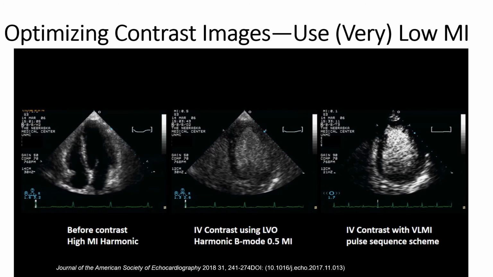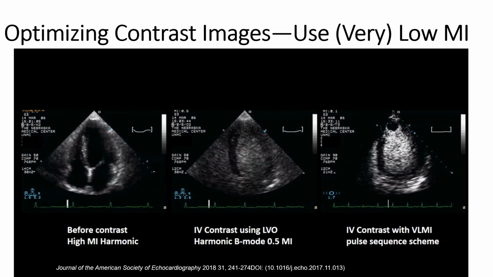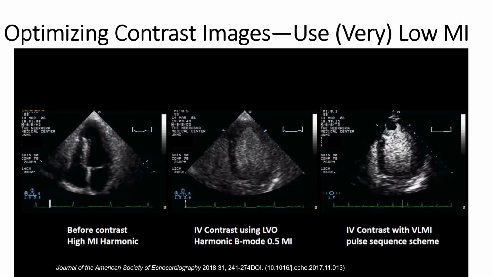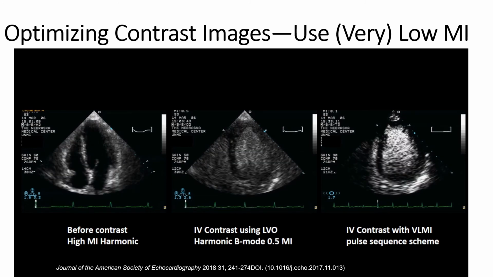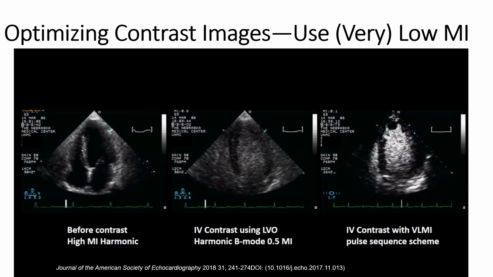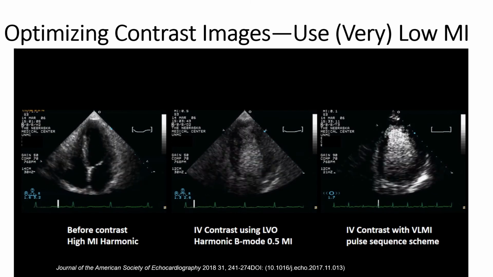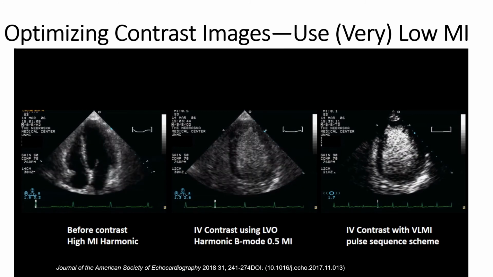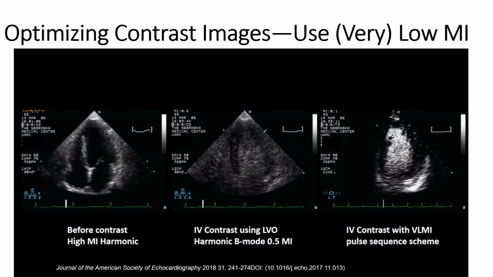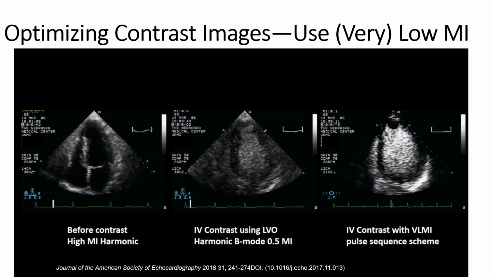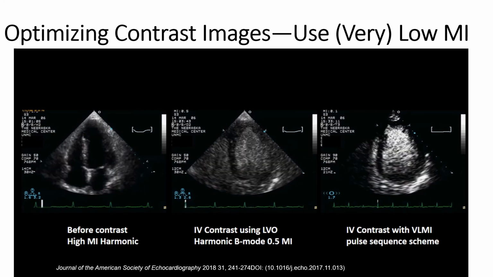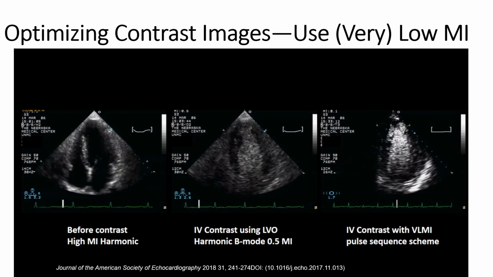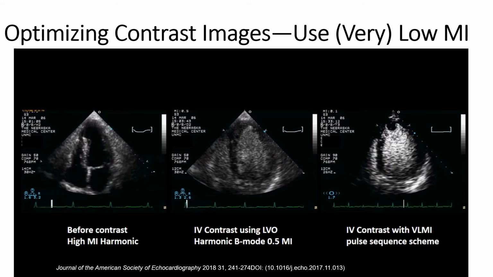It's important to understand that if the endocardial border is not distinctly seen as very low mechanical index imaging progresses, the use of transient high mechanical impulses will restore the sharp demarcation of the endocardial border, while also giving you perfusion information. Shown here are the comparisons between tissue harmonic unenhanced imaging on the left, which is always at high MI. In the center is low mechanical index imaging with contrast, with a marginally beneficial contrast effect.